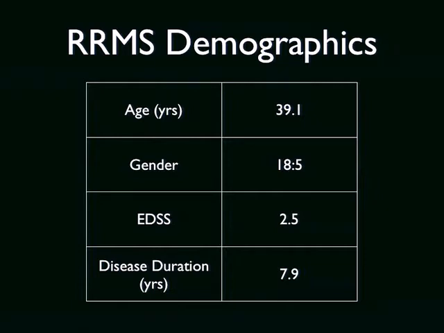So what we have done first is to look at interhemispheric connectivity in the sensory motor network. And here are the demographics of 23 relapsing remitting patients. So average age of 39 and the fairly typical gender profile of 18 females, 5 males, an average EDSS of 2.5.